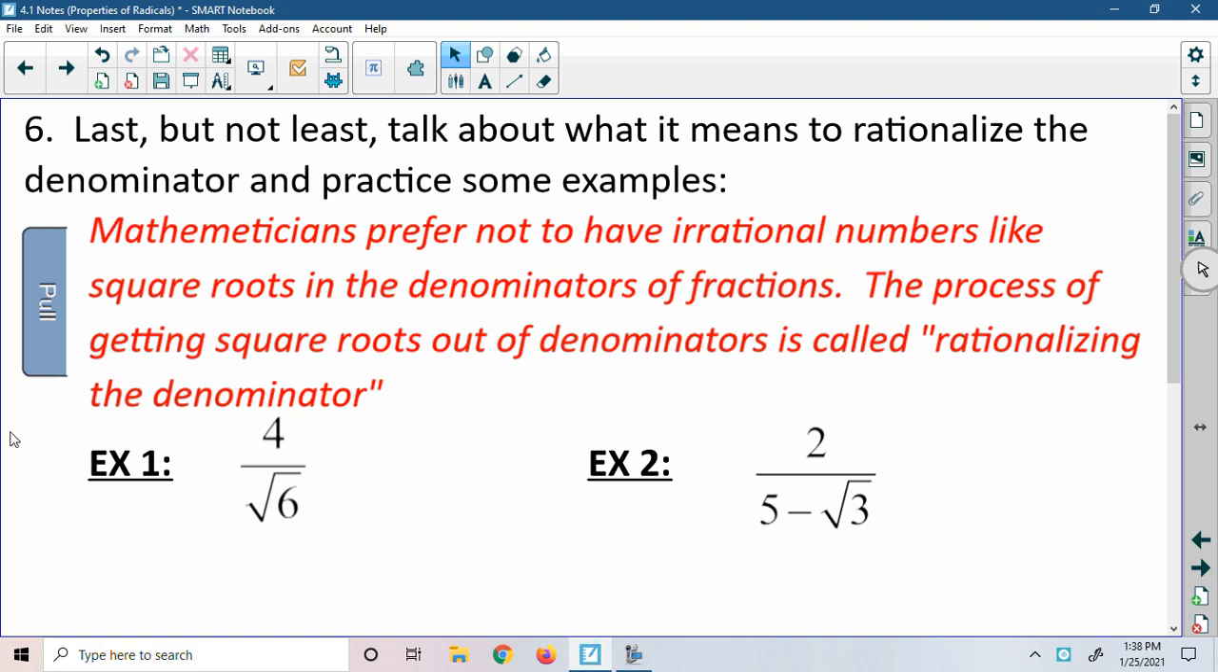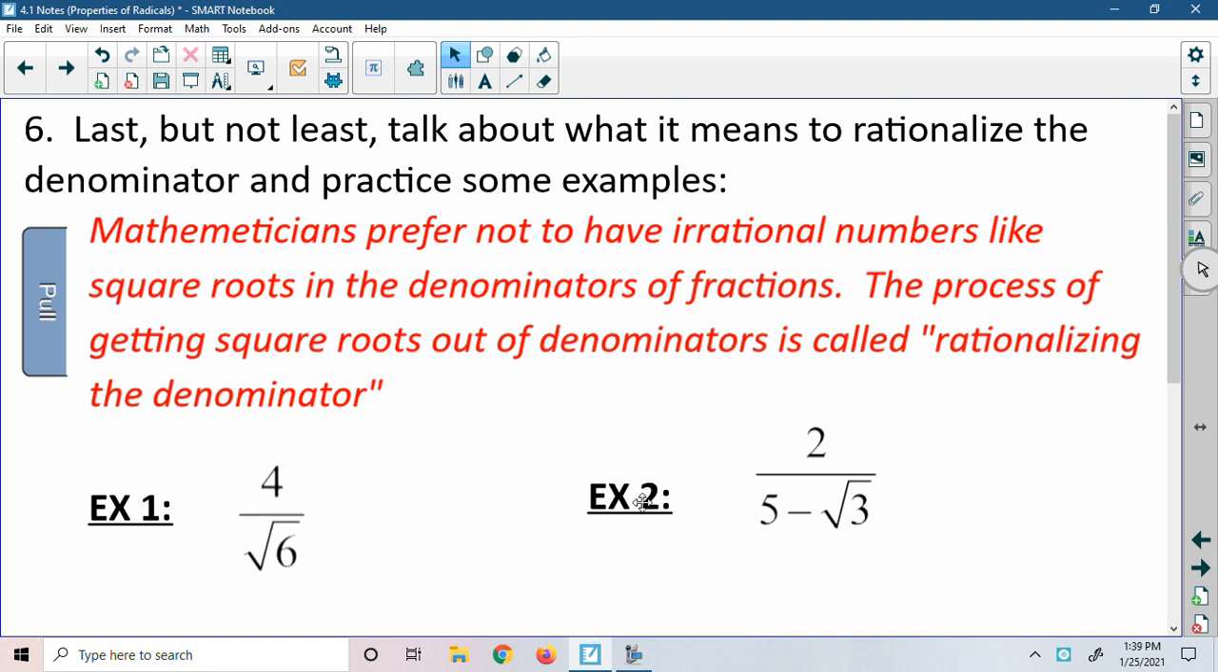So as you can see on these first couple examples, they both have square roots in the denominator. According to the math laws, that's not okay to have square roots in the bottom of the fraction. We have to get them out of there before it becomes an acceptable final answer. And that process of getting the roots out of the denominators, that's called rationalizing the denominator.